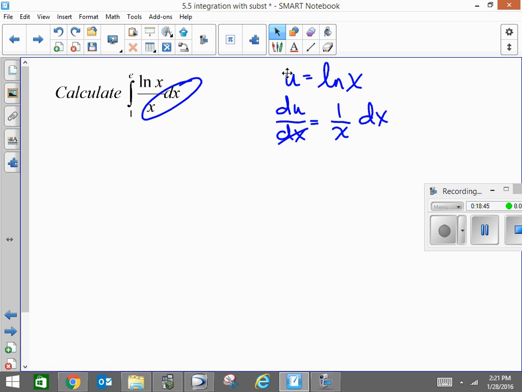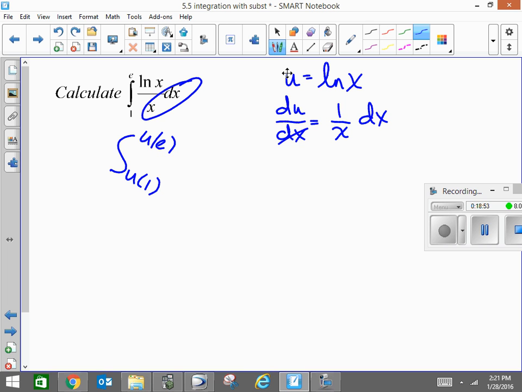Okay, so here we go. U of 1, U of e. Do not even put the 1 and the e up there because otherwise you're going to forget to change your limits. Okay? So ln x is now u, and 1 over x dx is du. That's easy, isn't it? All right, so what's my antiderivative?